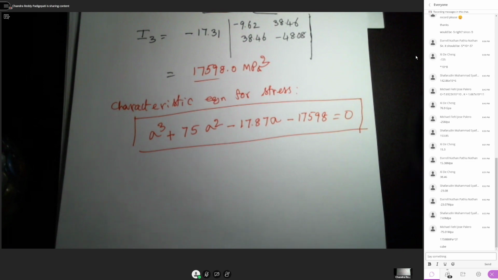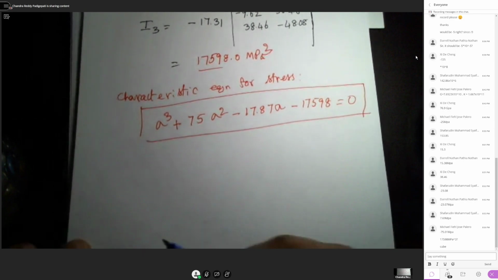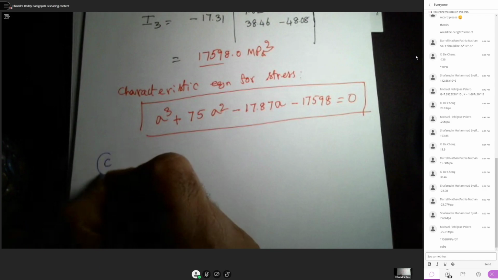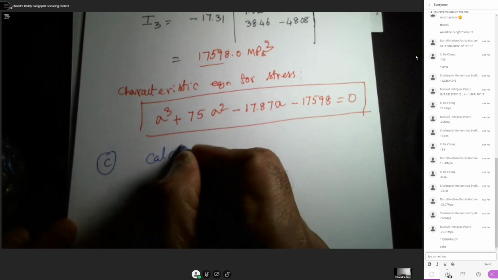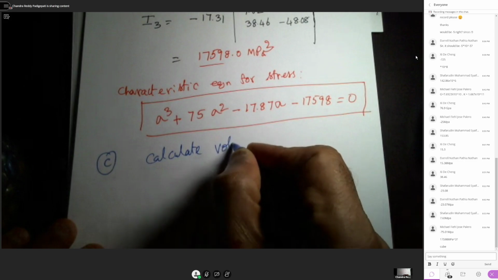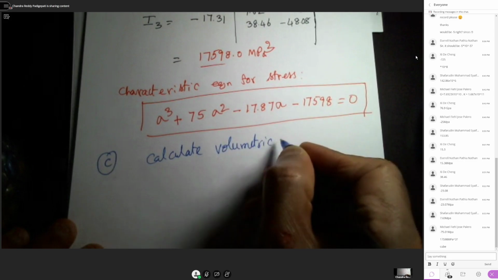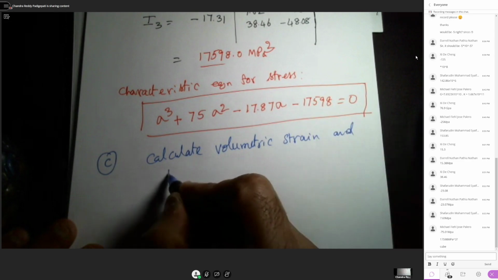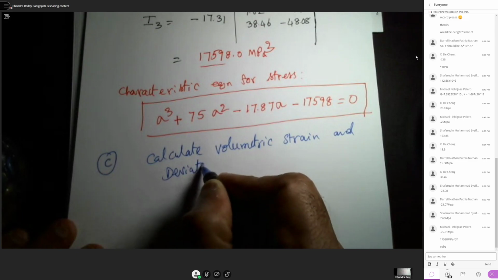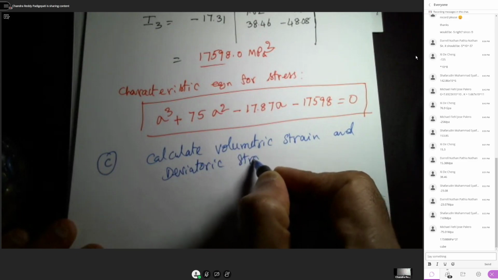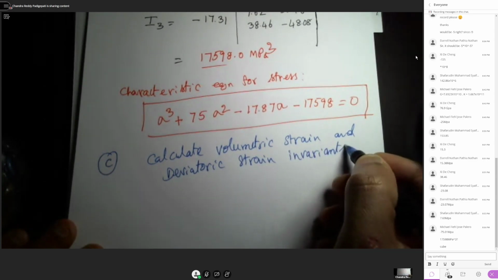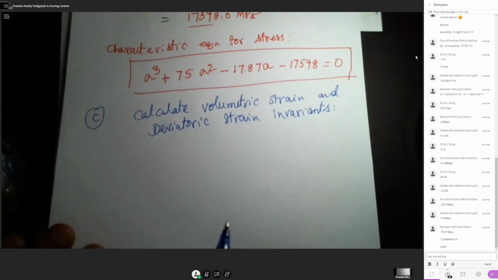All right, so this will be for part B. Then for part C, we need to calculate the volumetric strain and deviatoric strain invariants. So part C: calculate volumetric strain and deviatoric strain invariants.